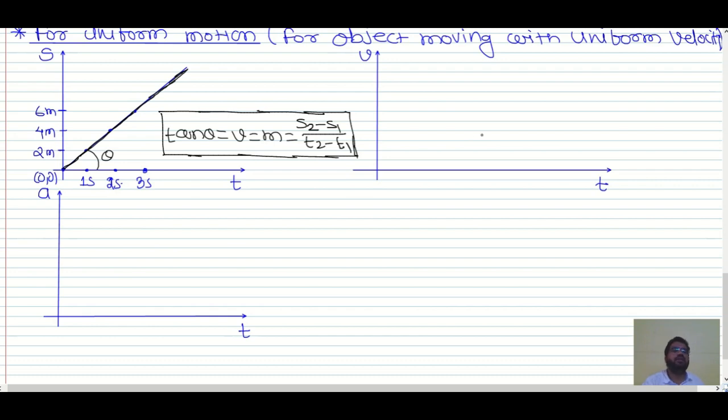Then what is the velocity time graph? Velocity time graph will be, as velocity is constant, so you can consider 2 meter per second constant throughout the motion.